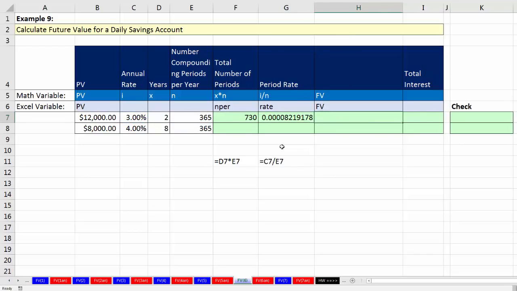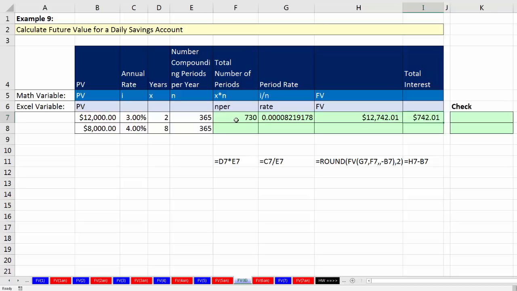Tab. The future value equals FV. The rate, there's our period rate, comma. Total number of periods, there it is, comma, comma. Minus, because we're putting money into a savings account, there's that 12,000. Close parentheses. Tab. Actually, let's F2 and round this. Comma 2, close parentheses, and tab. Our total interest, there's the future value minus the amount we put in 2 years ago.